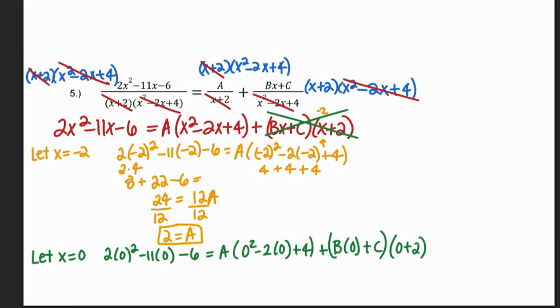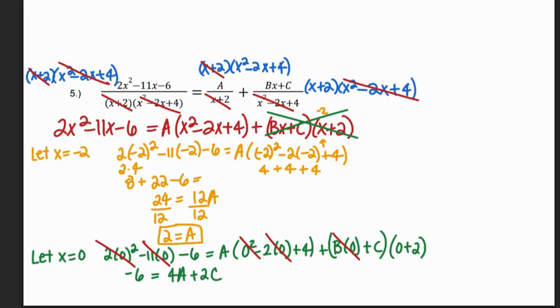All right, so now we just need to simplify and be careful simplifying. This becomes 0 minus 0, but then we have minus 6. And then we have 0 minus 0 plus 4. That becomes 4a. Then we have 0 times b. That cancels out, but the c is still there. And then we have 0 plus 2. That's 2. So we have 2c. So we have negative 6 equals 4a plus 2c.